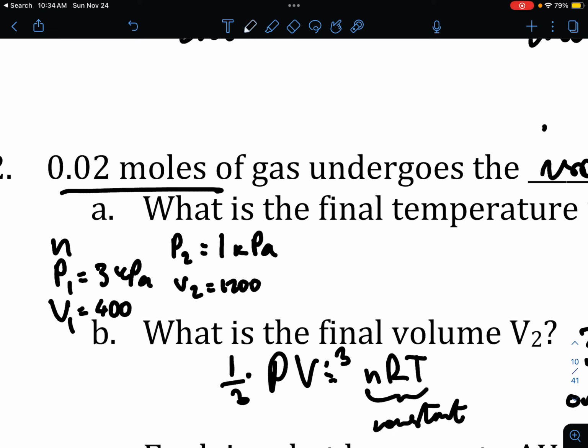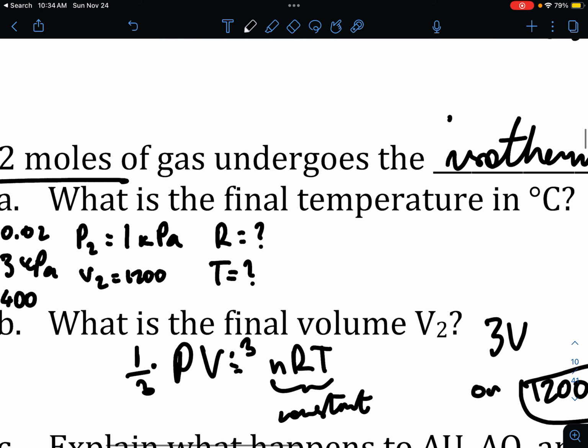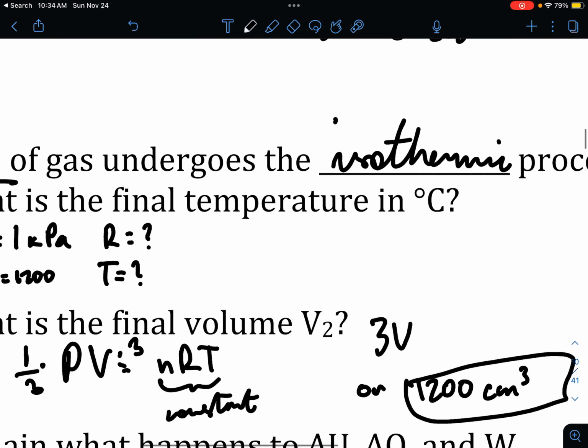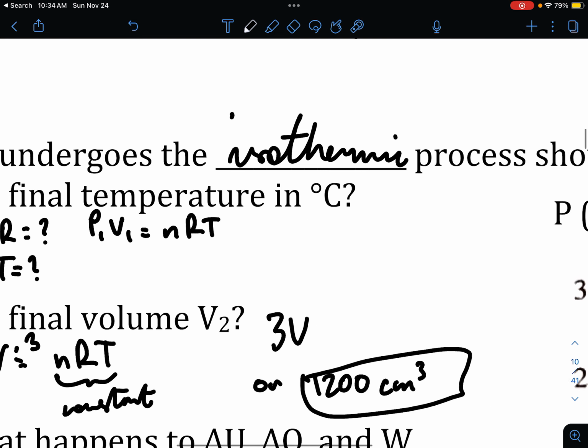412,000, or 1,200. So I don't know R, and I don't know temperature. Well, my first thought was, I know P1, V1, so I can say P1, V1 is equal to nRT, and then P2, V2 equals nRT. And then I can use a system of equations to solve for R and T. But if you go about trying this, it's just an infinite solution of equations, right?